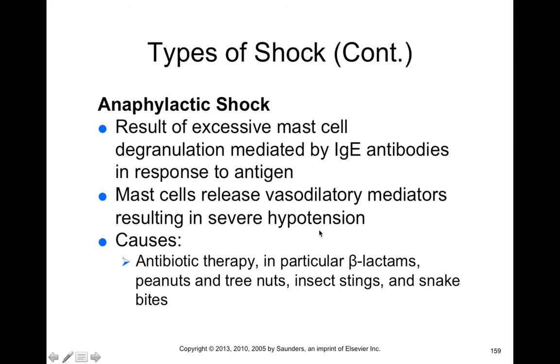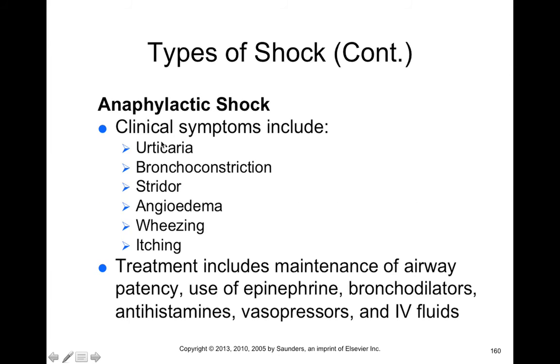Now, it's important to note that low blood pressure reduces blood flow because blood only flows from high to low pressure. So if you get massive vasodilation and hypotension, then blood might not have a large pressure gradient to continually flow. Some causes of anaphylactic shock could be things like antibiotic allergies, like beta-lactam allergies, or allergies to different nuts like peanuts or tree nuts. Insect stings like bee stings or even snake bites can lead to anaphylactic shock.